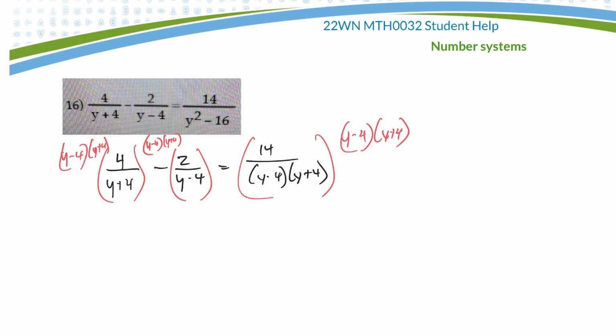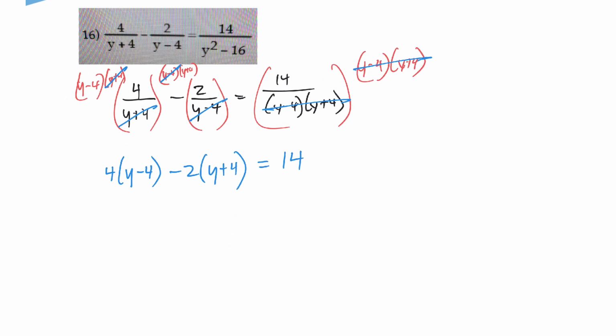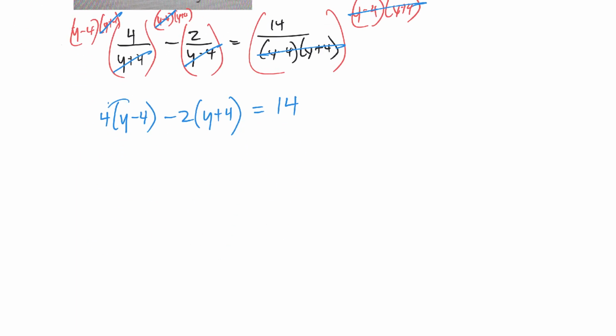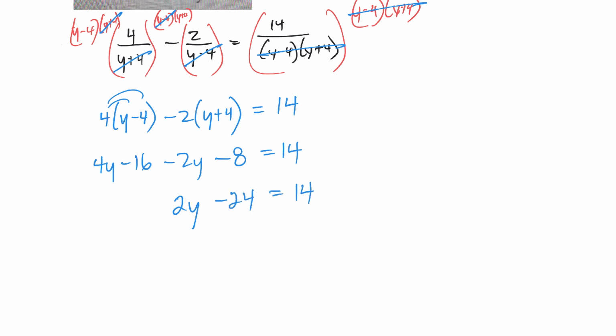So in the first one, the y plus 4's cancel, and I'd be left with 4 times y minus 4. Next one, the y minus 4's cancel. I'm left with negative 2 times y plus 4. And finally, all of this cancels, so I just wind up with 14. And now I use the distributive property, so 4y minus 16 minus 2y minus 8 equals 14. Collect my y's, so I'd be 2y minus 24 is equal to 14.